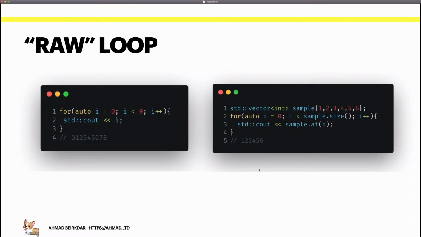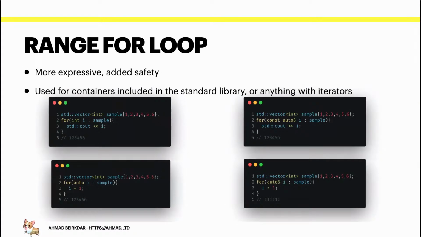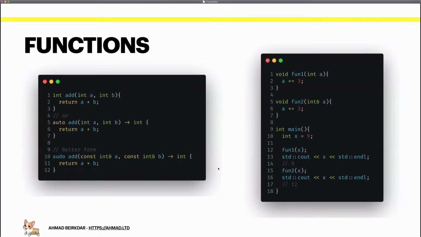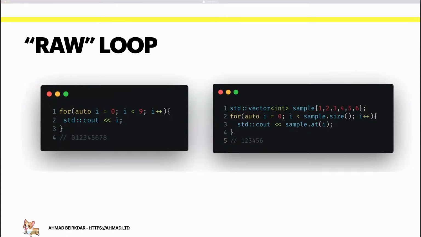And yeah, so we'll move on from loops. And then we have range for loops. They're more expressive and they're added for safety, because let's say, can I go back? Give me one sec. Let me go back to raw loops real quick. So right here, if by accident I don't put the correct size of the vector, I might actually get an out of bound error, and that will raise an exception and it will stop my program.